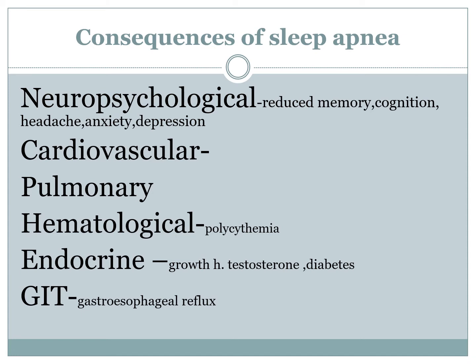There are several consequences of sleep apnea. First, neuropsychological, in the form of reduced memory, cognition, headache, and anxiety and depression. On the cardiovascular system, we get hypertension, ischemic heart disease, heart failure, cerebrovascular accidents. On the pulmonary, we get pulmonary hypertension, hypoxemia, and hypercarbia, or type 2 respiratory failure. Due to the effect of hypoxemia, we get polycythemia. On the endocrine system, there is decreased growth hormone and testosterone, along with diabetic instability. And finally, gastroesophageal reflux.